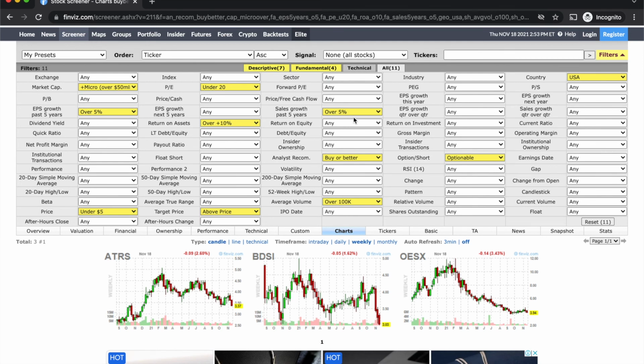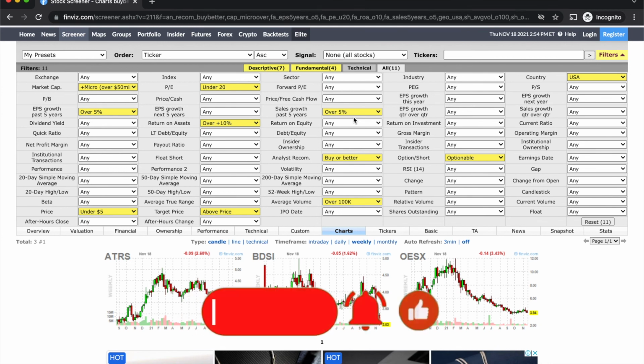This particular screener is great because it's giving you the same quality stocks that we would normally see on the mainstream media, in terms of their fundamentals, in terms of the analyst recommendations, but at the same time these are trading at a low price. So this is really good for small accounts.